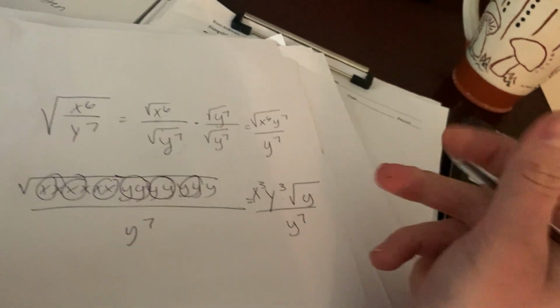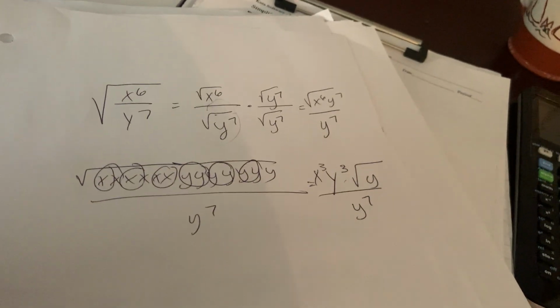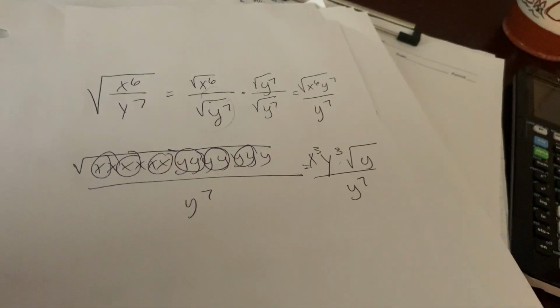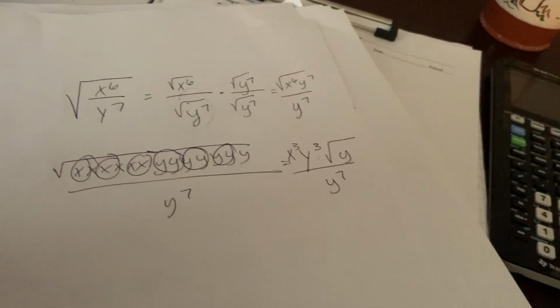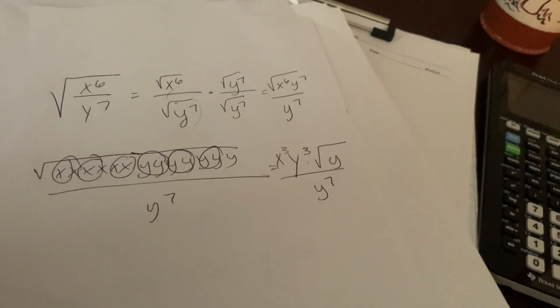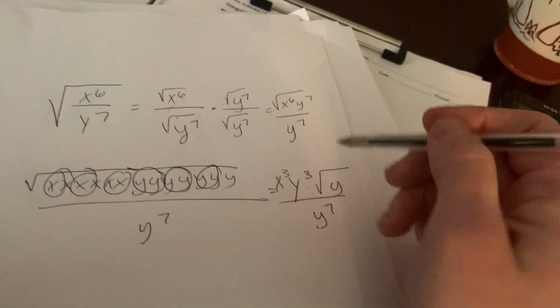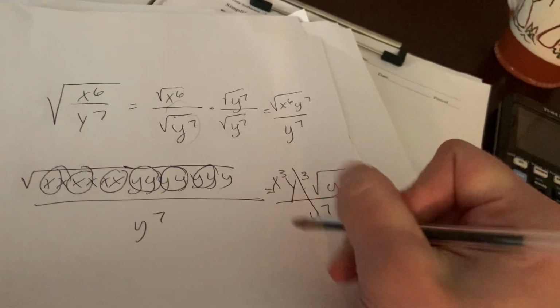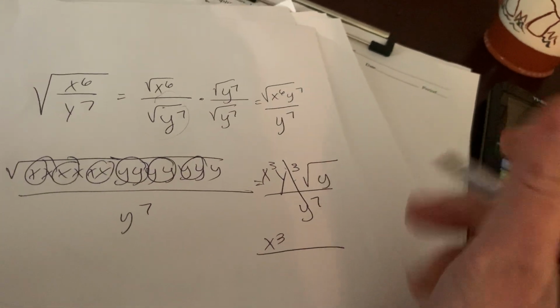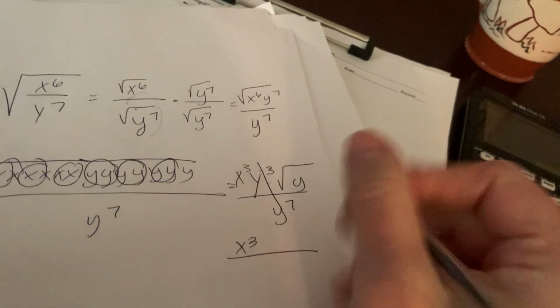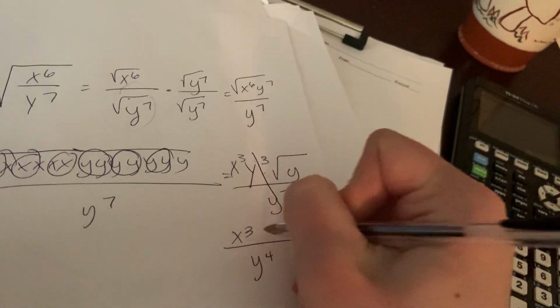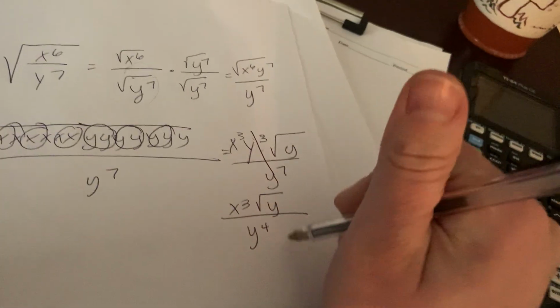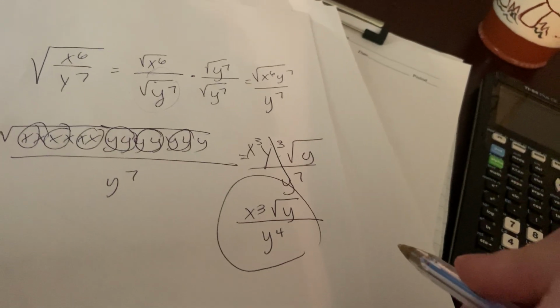Okay. Now, if I'm going fast, you can always just pause it and kind of look at it. But I'm trying to keep these videos under 15 minutes because otherwise, when I load them on YouTube, it takes forever. Okay, this is going to cancel. I'm sorry, I shouldn't say cancel. It's going to simplify to y to the 4th in the denominator. This is your answer. Okay, it's not that bad. It's just a lot of writing.